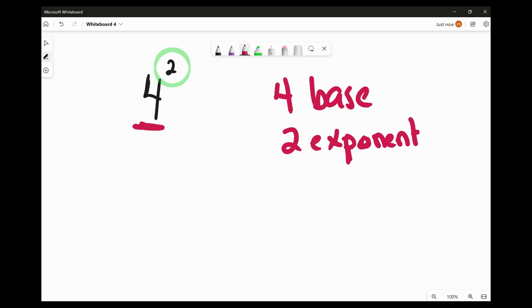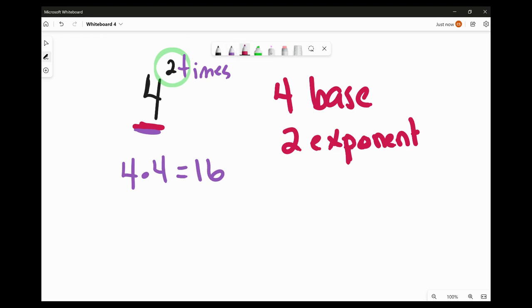2 is the exponent. The exponent only ever tells us how many times we multiply the base. So in this case, this would be 4 times 4, which equals 16. So 4 squared equals 16.